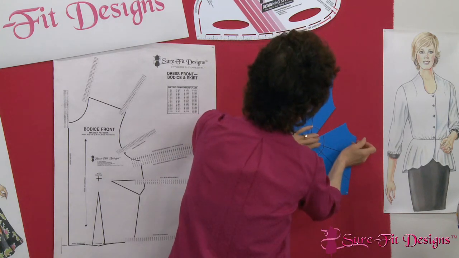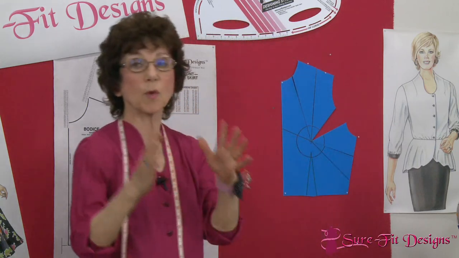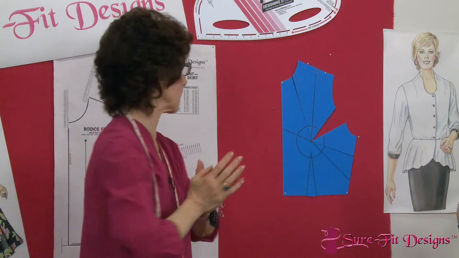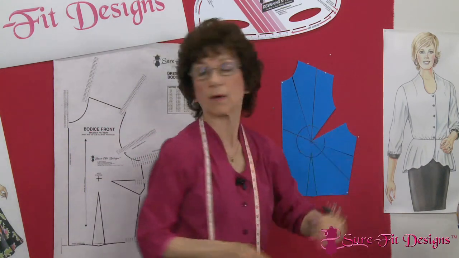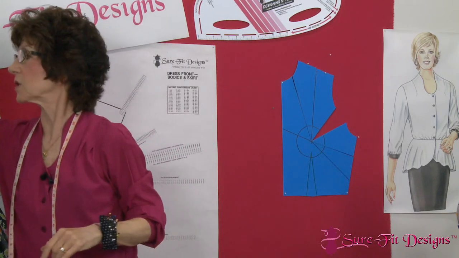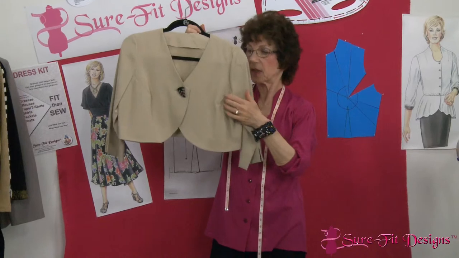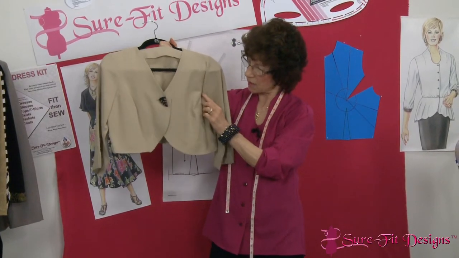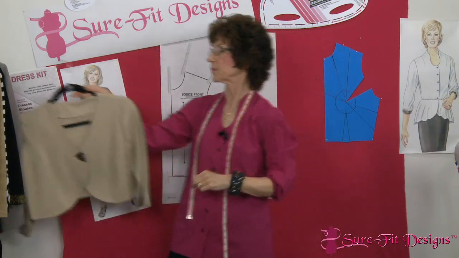So if you can remember those three C's, it's going to help you out a lot when you're learning to move the dart around. So this dart now is in the armhole area, and I would like to show you a garment that has that had that happen. This pretty little bolero, there's the dart coming out of the armhole, pointing to the apex.